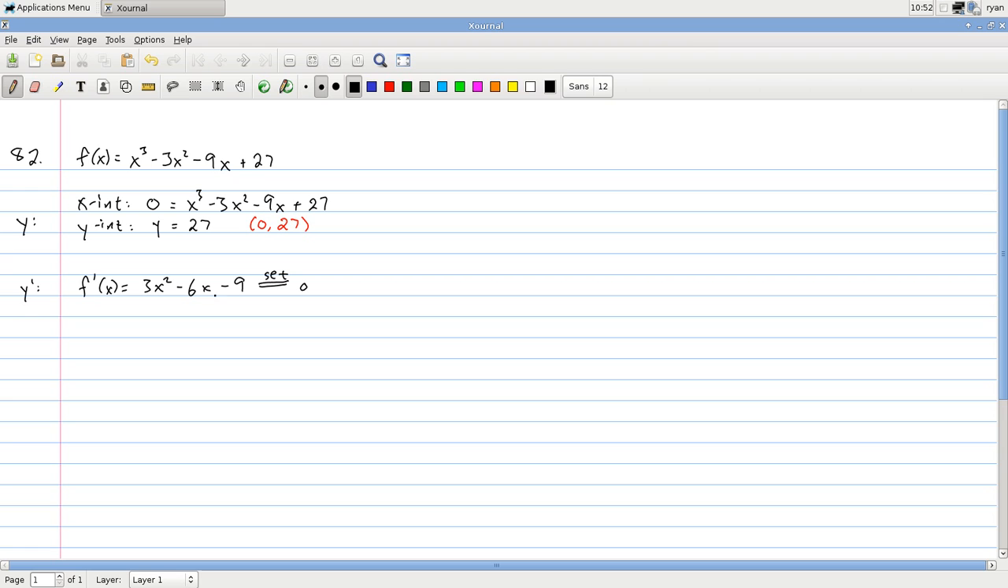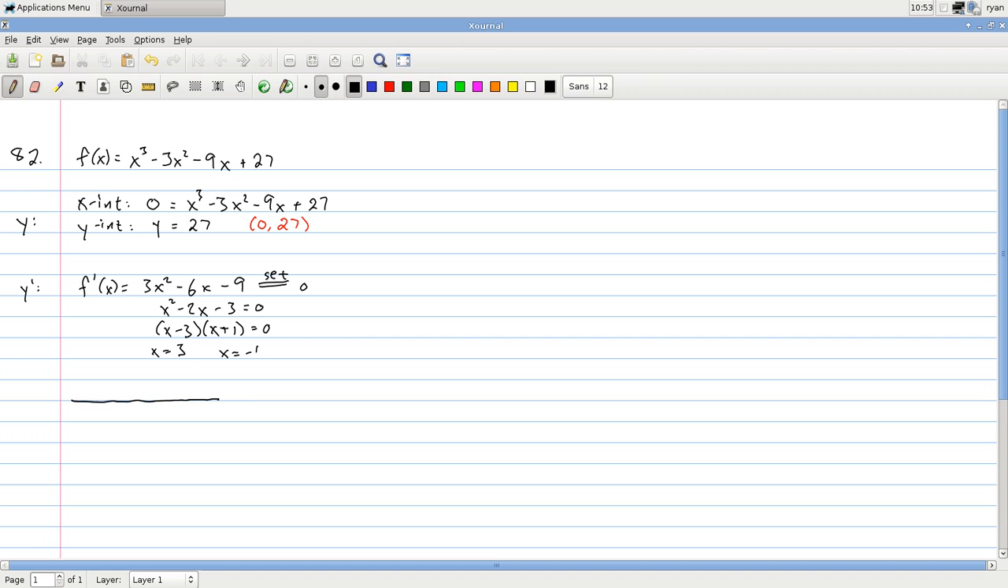And I see that everything here is divisible by 3. So dividing by 3 gives us the equation x squared minus 2x minus 3 equals 0. And this we can now factor as x minus 3 times x plus 1 equals 0. Splitting this into two equations, we get x equals 3 and x equals negative 1 as our two critical numbers.